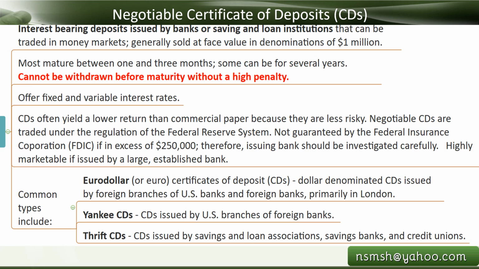Common types include Eurodollar, Yankee CDs, and thrift CDs. Eurodollar CDs are dollar denominated CDs issued by foreign branches of US banks and foreign banks, primarily in London. Yankee CDs are issued by US branches of foreign banks, and thrift CDs are issued by savings and loan associations, savings banks and credit unions.